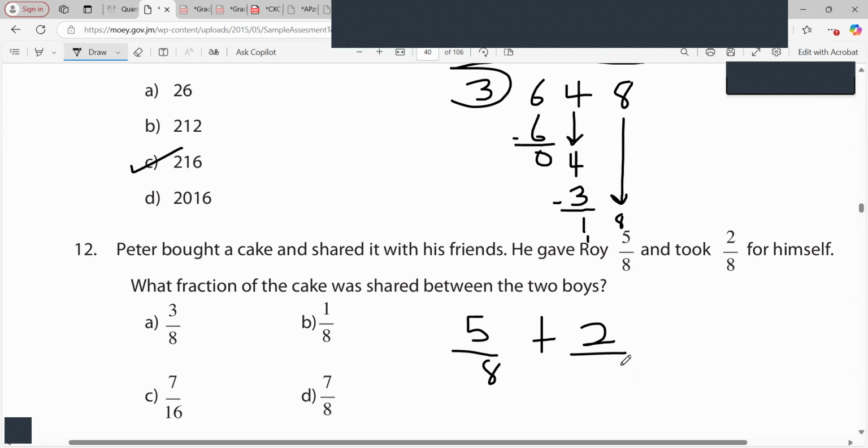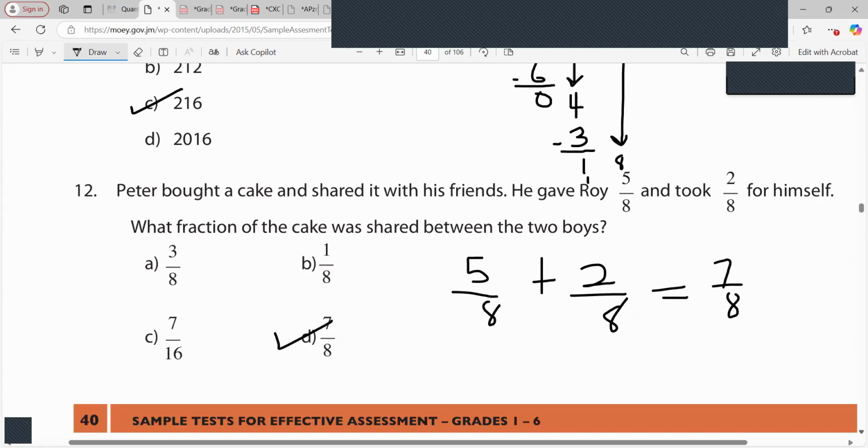Now, once we have the same denominator, we keep the denominator and we add the top. So 5 plus 2 would have been 7. So both of them, we share between them, would have been 7/8.